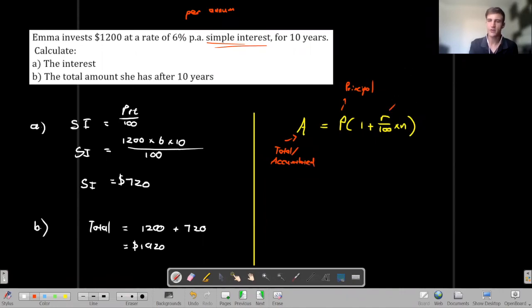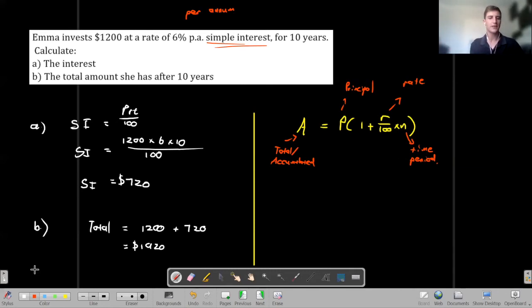Okay, and the same, so R is still my rate. Now N is actually my time period. So instead of using T, we use N. Okay, it's actually not my time period, but the number of periods that the interest is calculated. But you guys won't do anything as difficult, so don't stress too much about that. Just remember that this N represents the time.